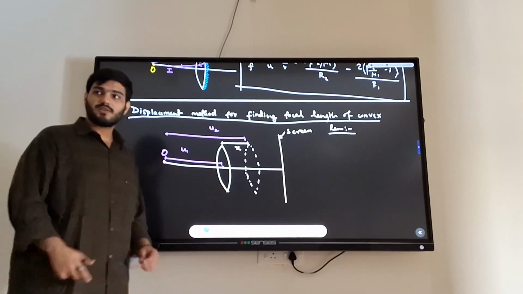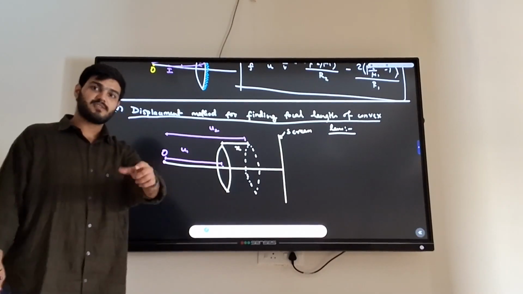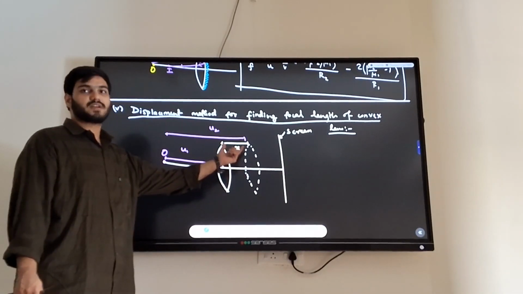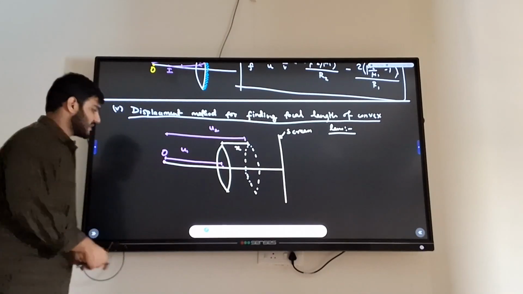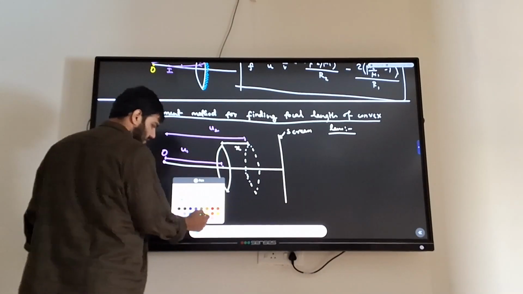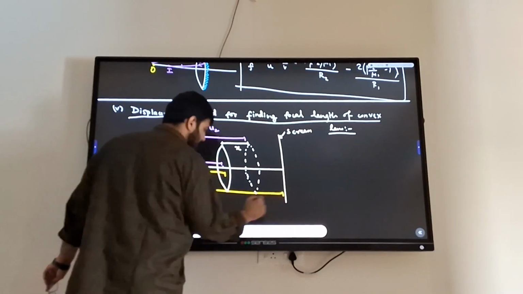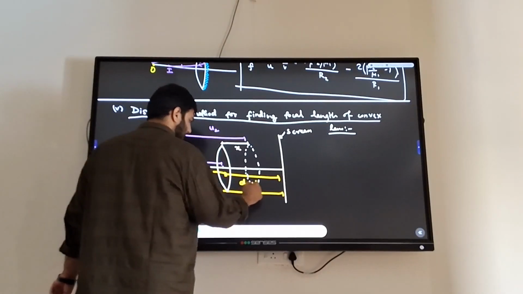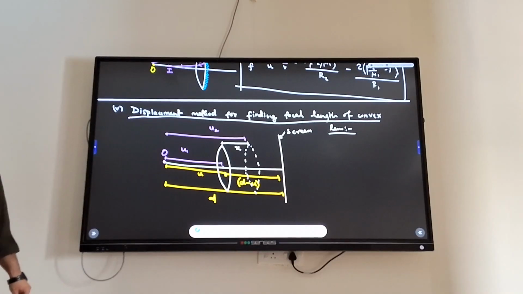So what was the thing? You place your lens at one position and find a sharp image. You displace your lens and again find a sharp image. Then you note down how much distance you moved, and let's call it x. In general, if this is u and the distance between object and screen is d, then this distance is d minus u. This is also called the image distance, because the image forms on the screen.